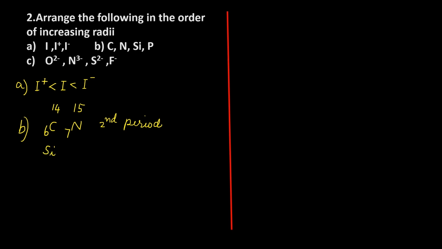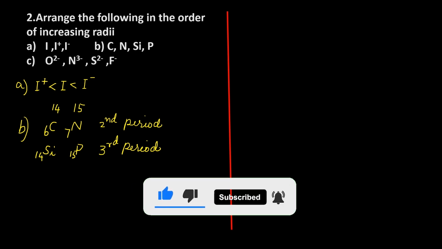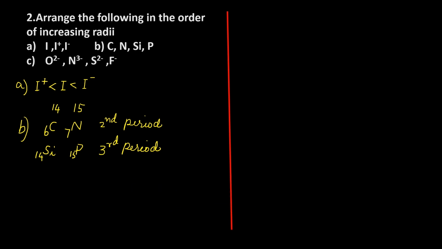Silicon and phosphorus belong to the third period. Silicon belongs to the 14th group and phosphorus to the 15th group. Atomic number of silicon is 14 and that of phosphorus is 15. So, silicon will be bigger than phosphorus. Silicon will also be bigger than nitrogen and carbon. So, in this group, silicon is the biggest and nitrogen will be the smallest. So, the order will be nitrogen less than carbon, less than phosphorus, less than silicon.